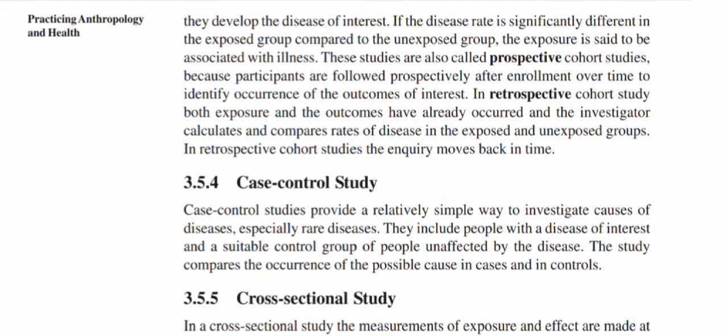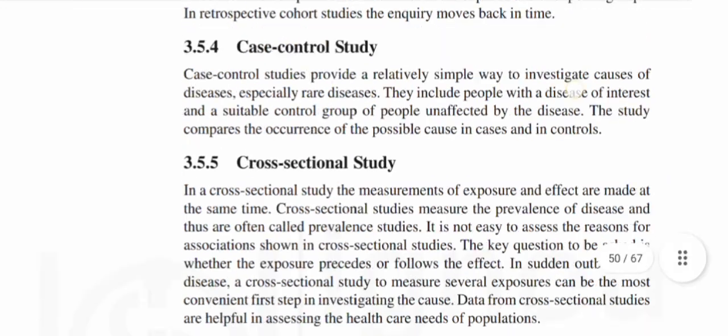Case control studies provide a relatively simple way to investigate causes of disease, especially rare diseases. They include people with a disease of interest and a suitable control group of people unaffected by the disease. The study compares the occurrence of the possible cause in cases and in controls.